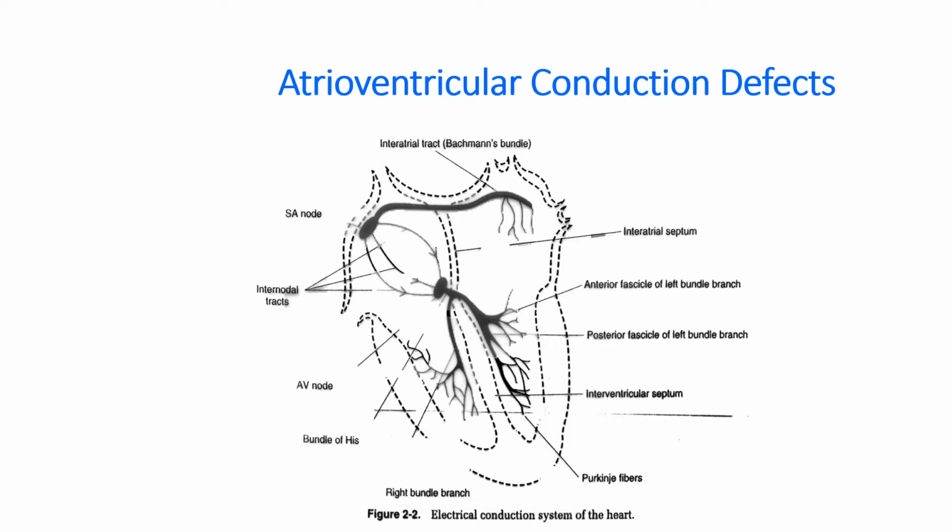The delayed or failed conduction may be temporary or permanent. This may cause lengthened PR intervals or more Ps than QRSs. The AV blocks are classified according to their severity and site.